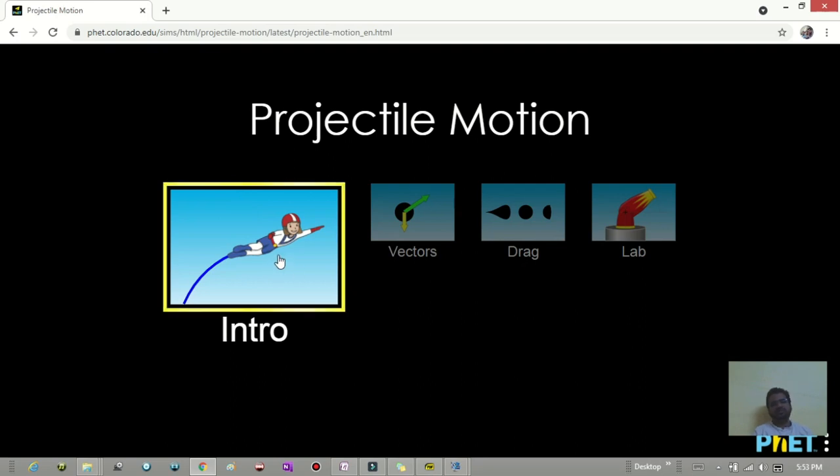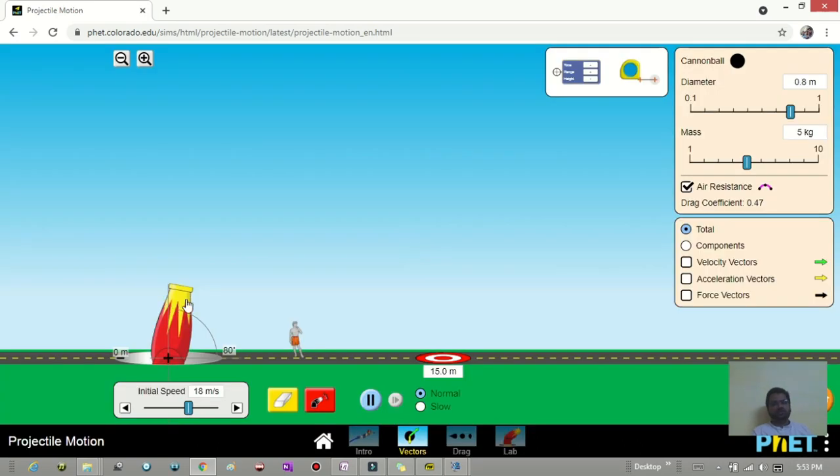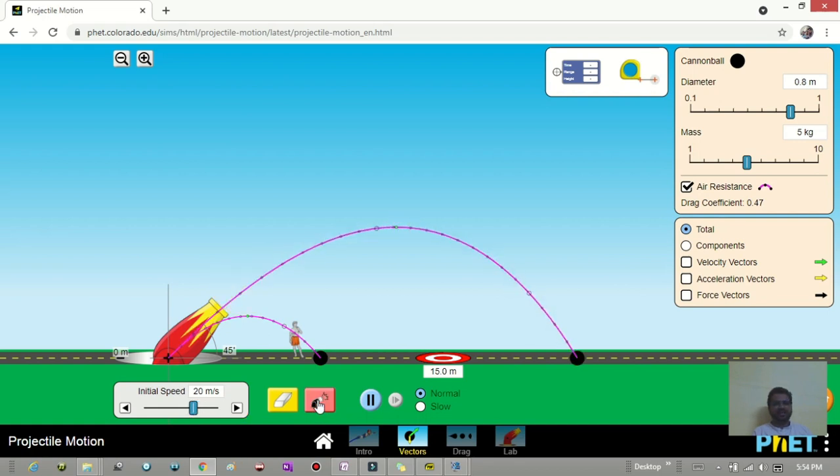So as you can see over here, you can take vector 1, and you can actually change the angles. Over here, this is the fire button, this is the eraser we have, and you can adjust the initial speed over here. If you adjust it to 10 meters per second and fire, it will land somewhere here. If I change the speed to 20 meters per second and fire, it will have a somewhat greater range.